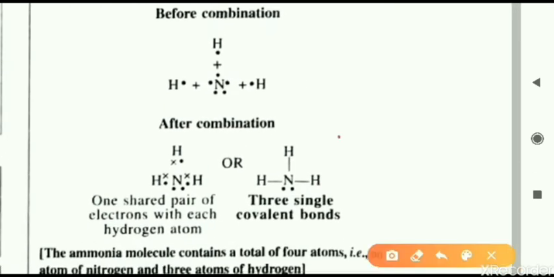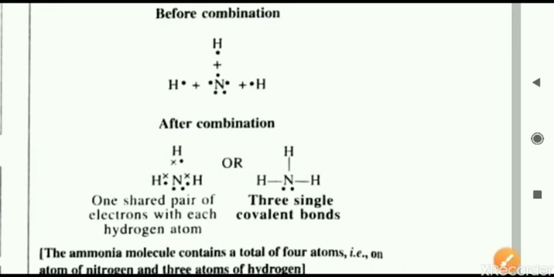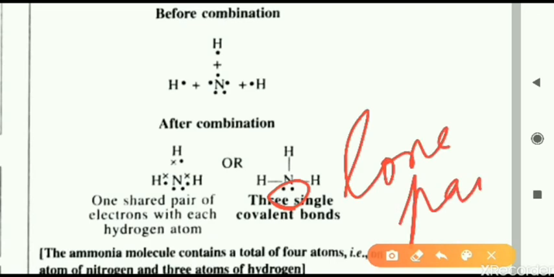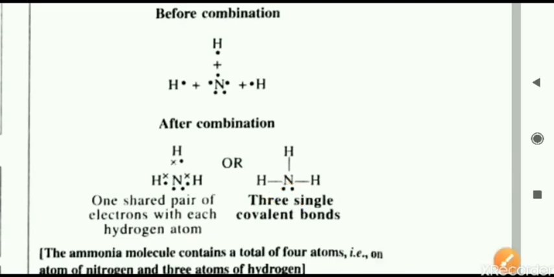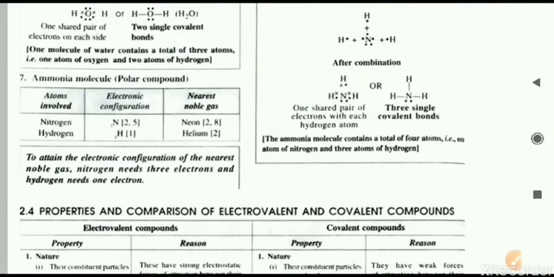Nitrogen has 5 valence electrons, and hydrogen atoms are providing the required electrons. After combination, the ammonia molecule is formed. Now here a pair of electrons is left, which does not participate in bonding, and that is called a lone pair of electrons. So that is all for chemical bonding, both polar and non-polar compounds we have seen.